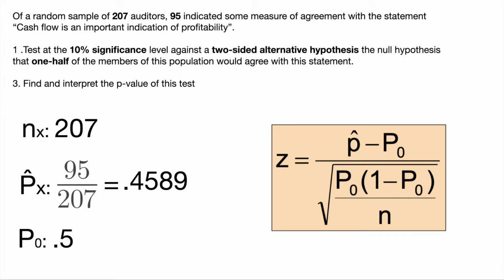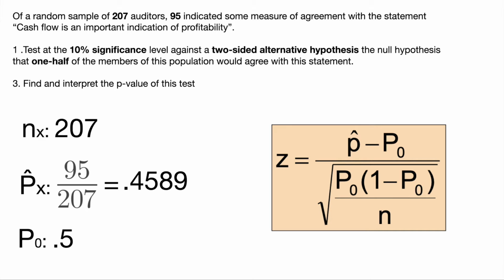So it's a pretty straightforward question. On the left side, I've jotted down all the information straight from the question. So sample size of 207, a proportion of 45.89%. That's the 95 over 207. 95 indicated that they agree. And what we believe to be true, 0.5. That is the P naught, that is the null hypothesis.